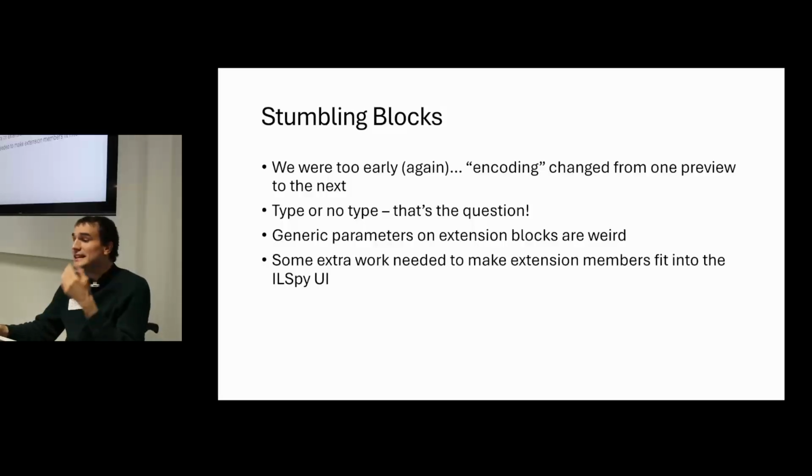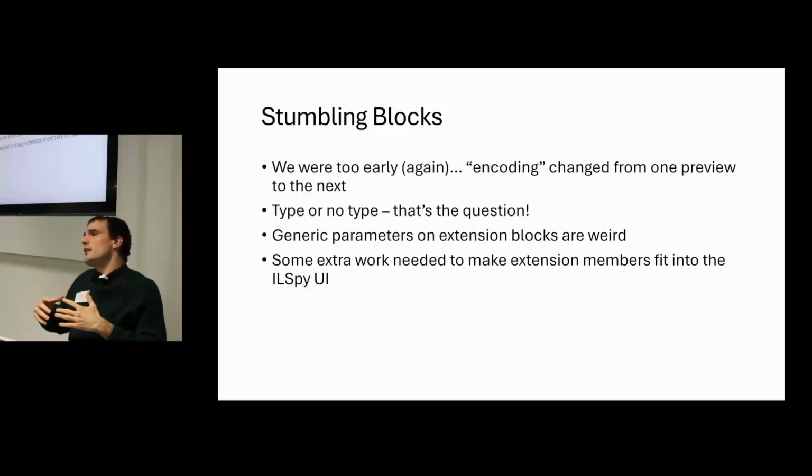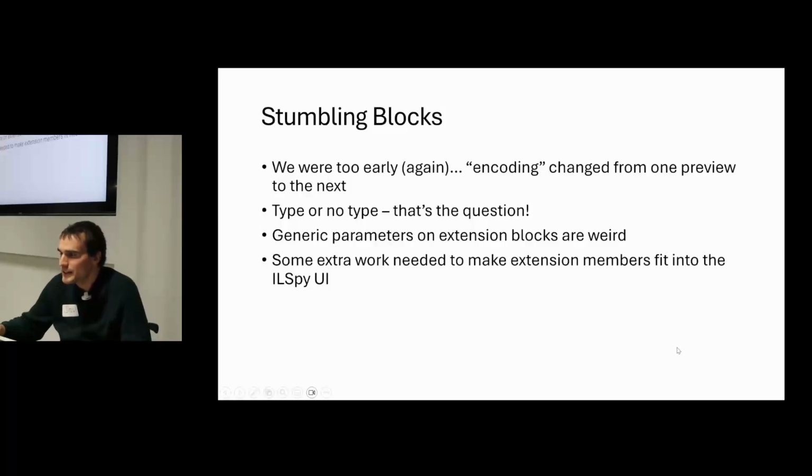And of course, it took some extra work to fit extension members into the ILSpy UI, because usually we can use the existing types in the assembly and just show them like they are and do some syntactic transformations on them. But this time, because the encoding is strange, we had to jump through some hoops to get it right.